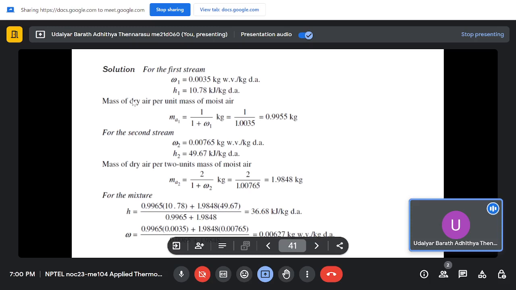Now the mass of dry air, per unit of moist air, we can find out. So m_a1 will be 1 by 1 plus omega. We know the omega value, substituting we'll get the mass of dry air, or mass fraction basically, will be 0.9955 kg.